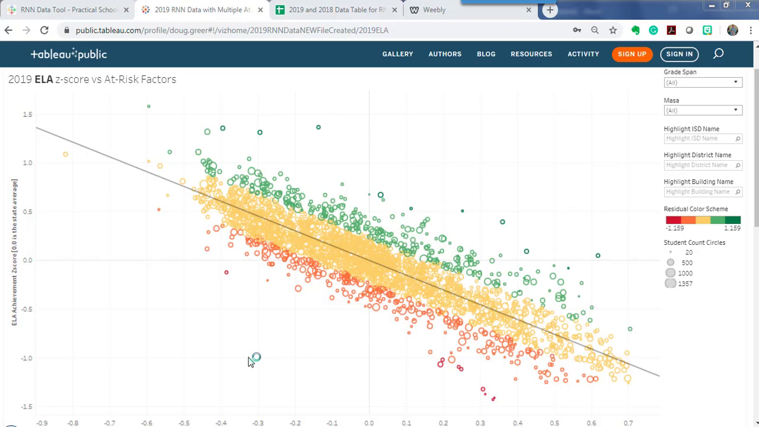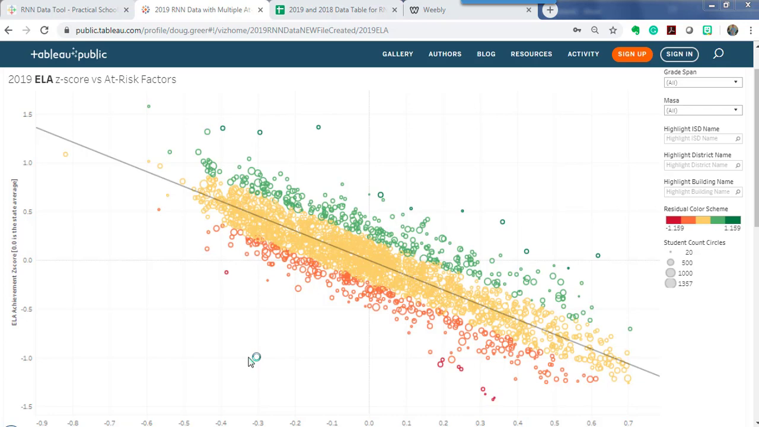Welcome to the 2019 Reading Now Network Data Tool. This is just a quick overview of the tools that are available. If you're familiar with the tool, one of the first things you'll notice is that instead of the schools that are near the line being gray, they're now yellow, so that when we're highlighting you can see them better.